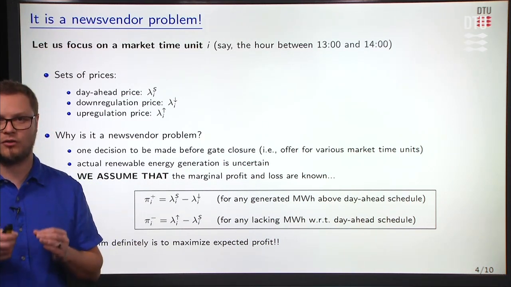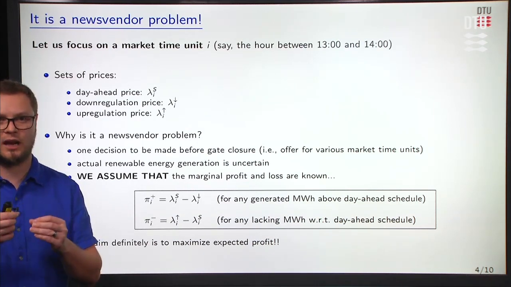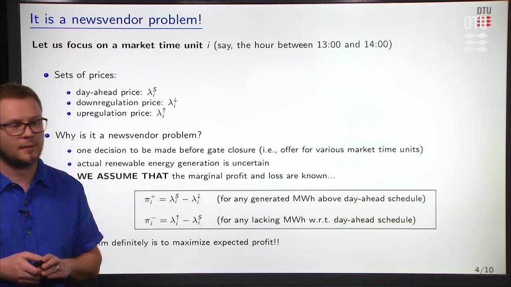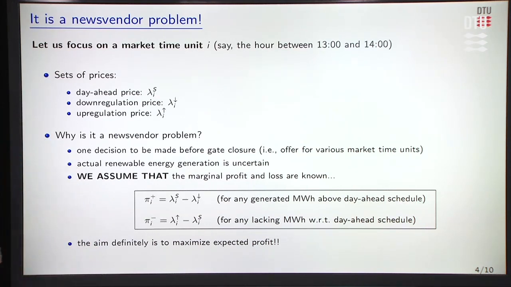We have to figure out how much energy generation we want to offer for each and every market time unit. The actual renewable energy generation is uncertain. Even though we have a forecast, we're not really 100% sure of what's going to happen. Then, as we said in the previous block, the marginal profit and losses are known.